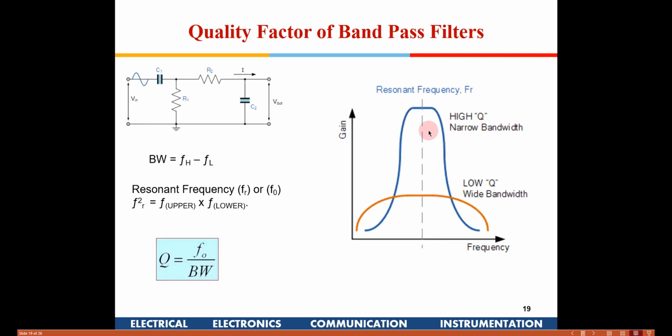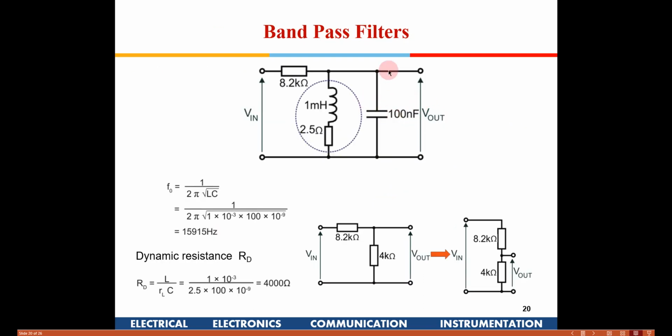And in this band pass region, what will be the gain? The gain will not be 1 here, because the gain will be given by this formula. So we need to find the dynamic resistance. Dynamic resistance RD is L divided by RL C. L is this, RL is this, and C is this. So you get 400 ohms, and you have 8.2K here. So this will act like a potential divider, and this is the output voltage available in the band pass region.